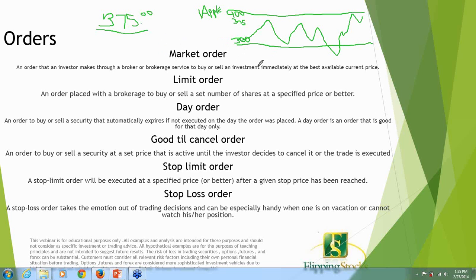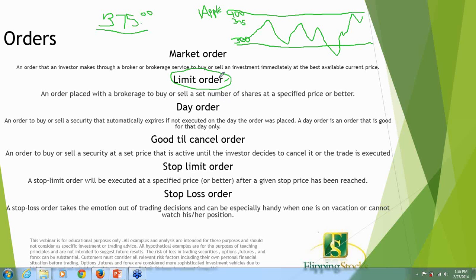Let's just say a limit order. Now, a limit order is placing an order with a broker to buy or sell a set number of shares at a specific price. This would be the order that you guys would be using, I would say, 99.99% of the time. It's either going to be this one or the day order. We'll get to the day order next.